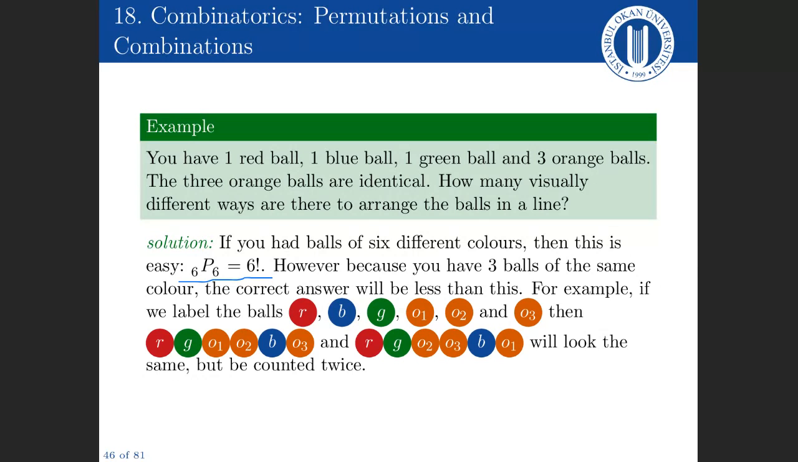For example, if we labeled the balls R, B, G, O1, O2, O3 for the red, blue, green, and the 3 orange balls, then these 2 orders, red, green, orange 1, orange 2, blue, orange 3, and red, green, orange 2, orange 3, blue, orange 1, would look the same. But if we did 6P6, we would be counting this twice.